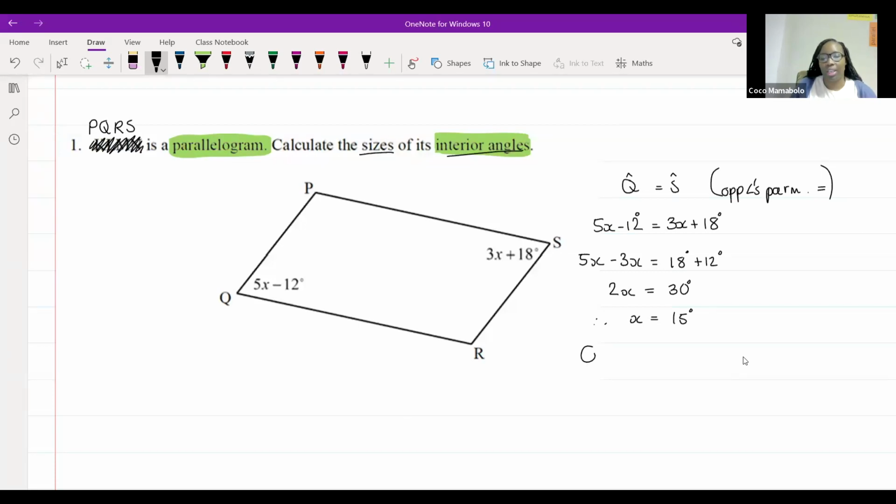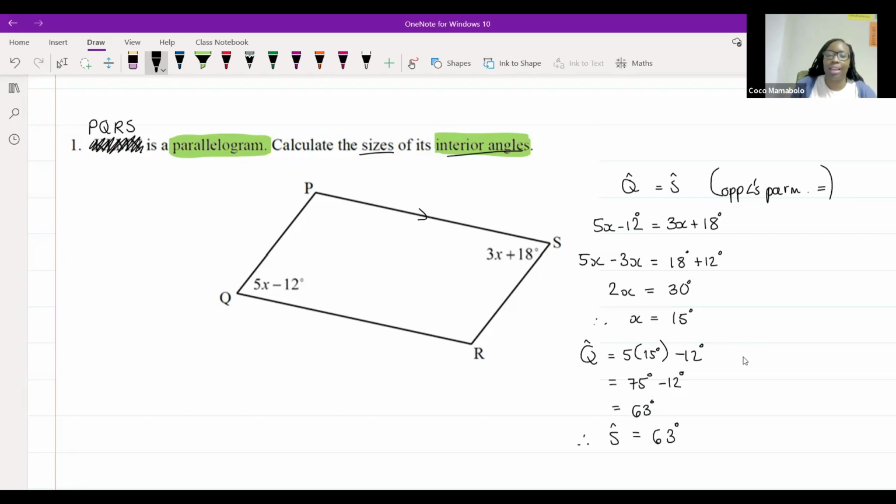So we still have to say angle Q is equal to 5 times 15 minus 12 degrees. Right, 5 times 15, 75 degrees, minus 12 degrees is equal to 63 degrees. That's the first interior angle. Then if this is equal to 63 degrees, therefore S is also equal to 63 degrees. Now I need to find the value of P and R. How am I going to do that?